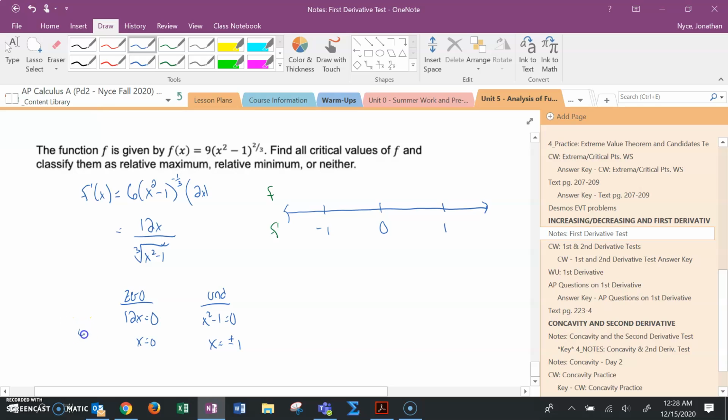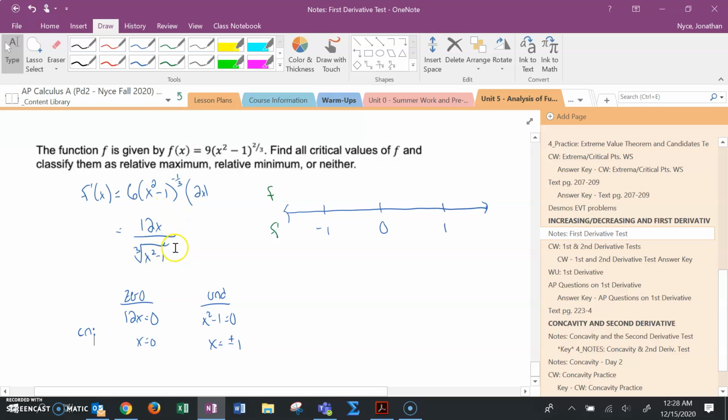So for critical numbers, we can find where the derivative is going to be equal to 0. A fraction is going to be equal to 0 when the numerator is equal to 0. That gives us x equals 0. Critical numbers are also where the derivative would be undefined. If our denominator is equal to 0, then our derivative is going to be undefined. So we have critical numbers of 0, 1, and -1. Put them on a number line. We're going to do a sign chart.